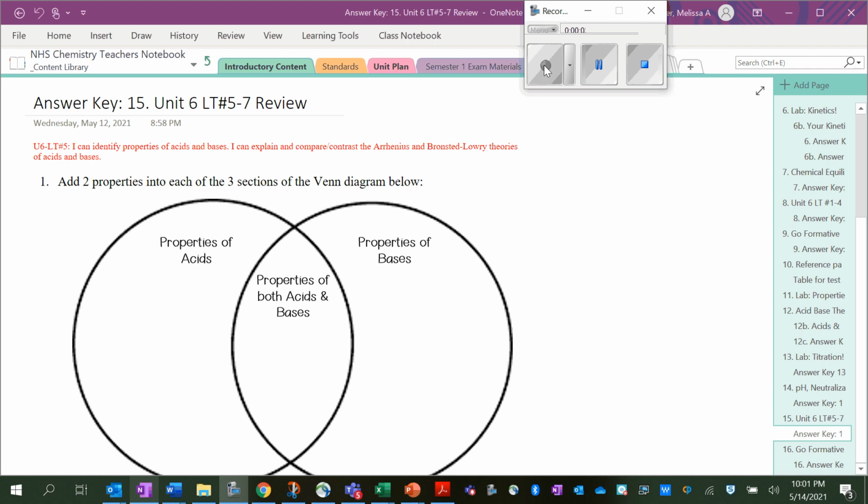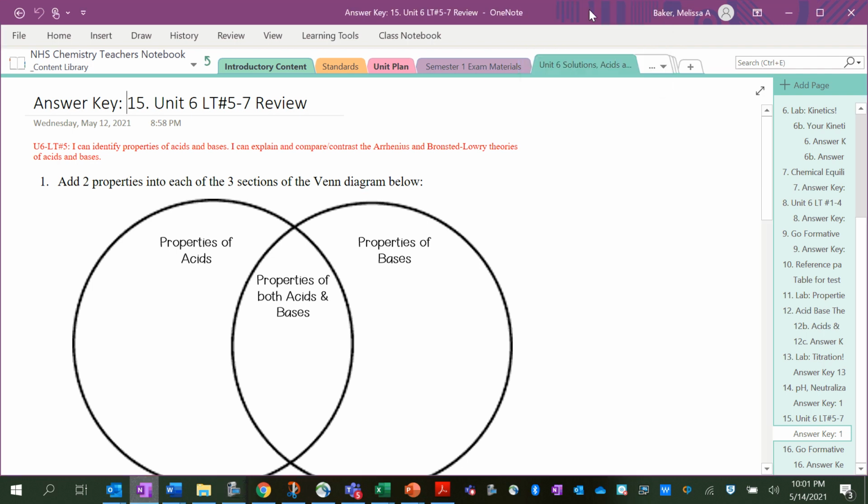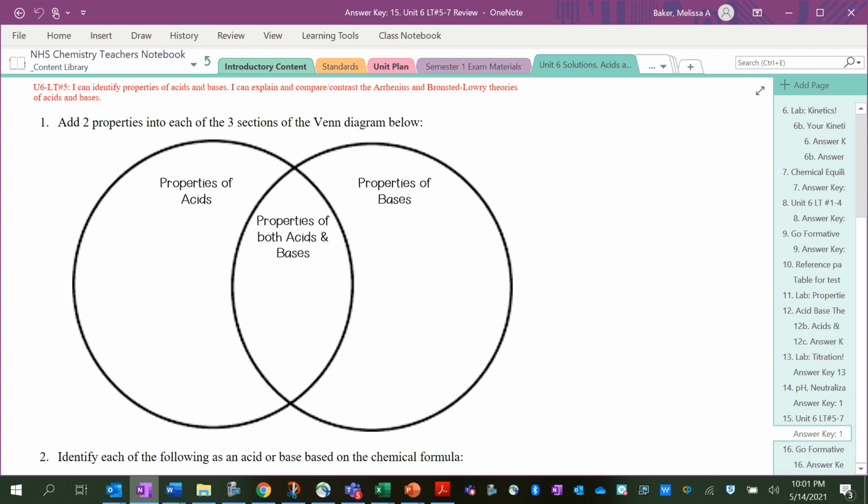All right, let's review these last few learning targets in Unit 6. So this one is, I can identify properties of acids and bases and compare and contrast the different theories about acids and bases. Okay, so let's add 2 properties into each of the sections and some that overlap. So properties of both acids and bases.